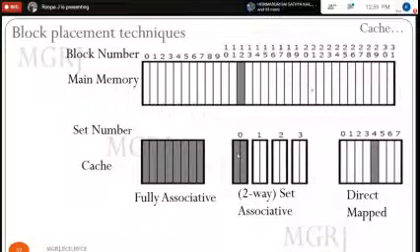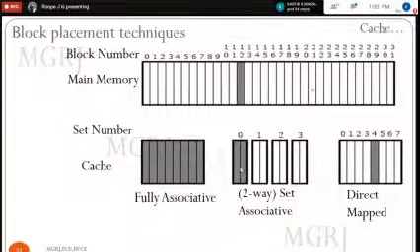Now, similarly, block 1 of your main memory is brought to set 1. Block 2 is mapped to set 2. Block 3 of your main memory is mapped to set 3. That means every block of your memory has 2 blocks option in the cache. Is the point clear, Harsh, till here? Till here it's clear, ma'am.